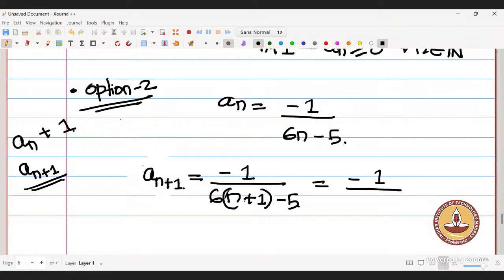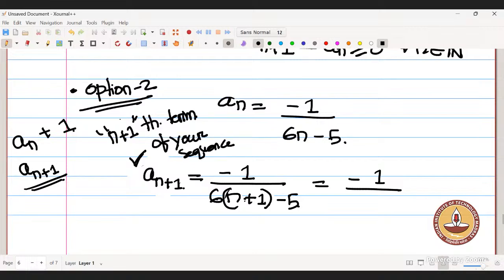See, what you are actually doing is evaluating the (n+1)th term of your sequence, right? This is a_{n+1}, the (n+1)th term of your sequence. So what is a_5? You have to substitute 5 in place of n. What is a_6? For a_6, you substitute 6 in place of n. So when you have to compute a_{n+1}, you need to substitute n plus 1 in place of n, and that is what I am doing. So this is 6n plus 6 minus 5.